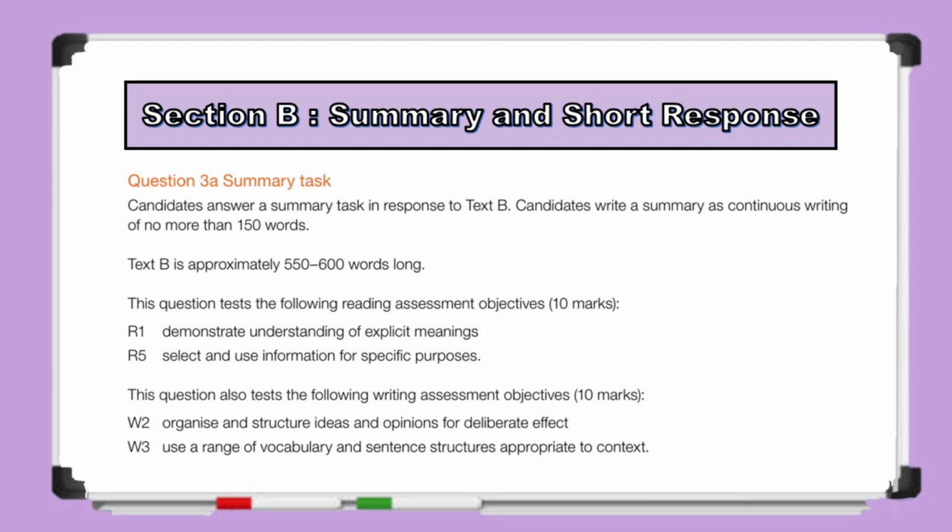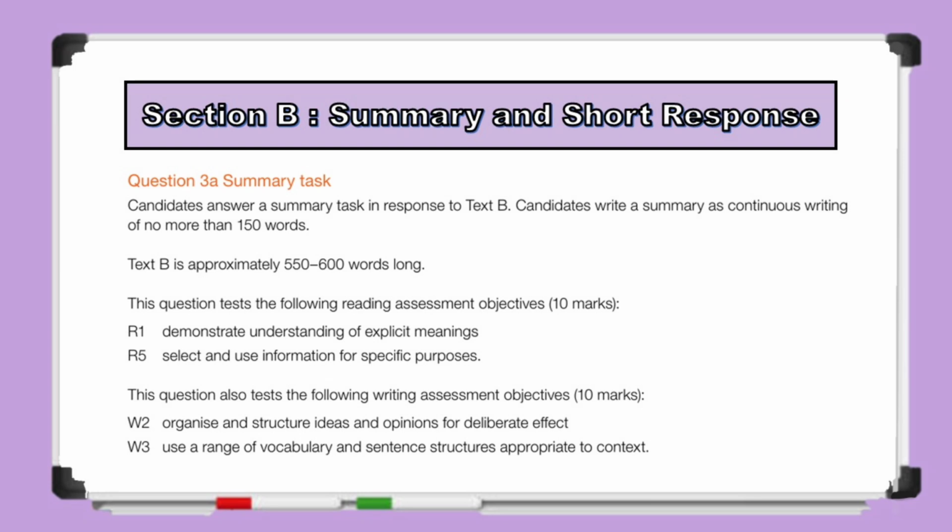Now let's move on to section B, which is based on the summary and short response task. We'll begin with the summary, as it is question 3 of your paper 1 reading paper. This question carries more marks than any other question in the paper, which makes it one of the most important sections to master. If you're aiming for a high grade, you cannot afford to ignore summary writing. To score well, you need to develop the skill of turning reading into writing by selecting the right information from the passage and rewriting it in your own words.